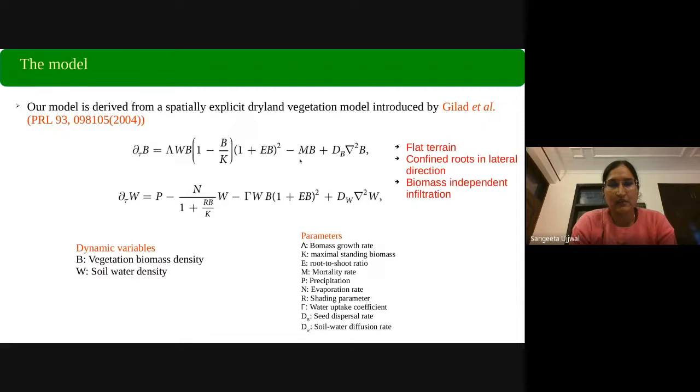The first term in the biomass equation, here this delta t represents the time derivative. These are the two equations that represent how biomass density and underground water density change with time. If we look at the biomass equation, the first term is a growth term. The second term represents the mortality term. And the third term represents the diffusion. Basically, this third term represents how the biomass increases due to the seed dispersal from one place to the other.